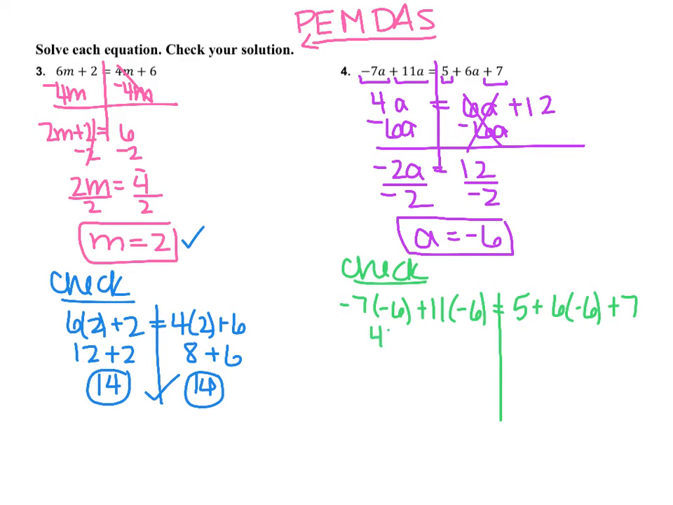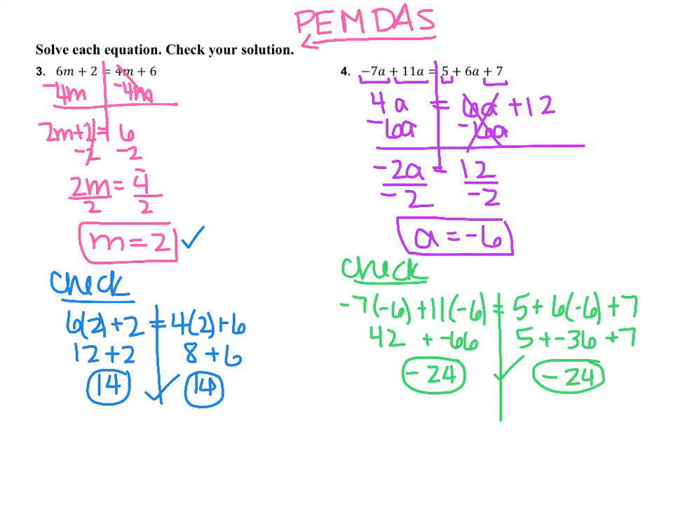So I get, on the left side, 42 plus negative 66, which is negative 24. And on the right side, 5 plus negative 36 plus 7, which is negative 31 plus 7, so negative 24. So the two sides are equal. It checked out. My answer is correct.